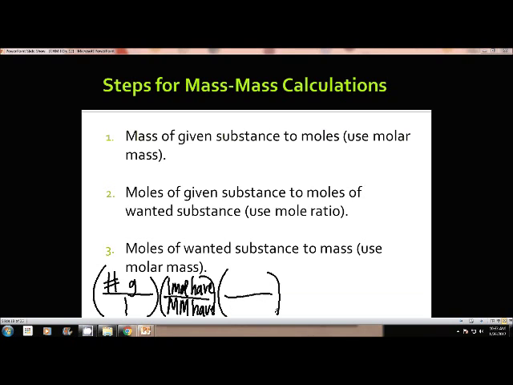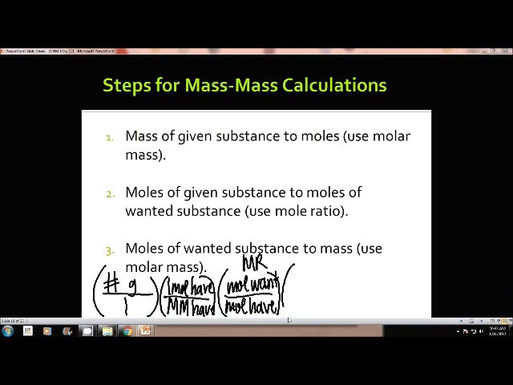Then the third parenthesis is going to be the mole ratio. So MR stands for mole ratio, okay? Where it's the moles want over moles have. And this is the only place where the coefficients come into play. Everywhere else, the coefficients should not be there, okay?